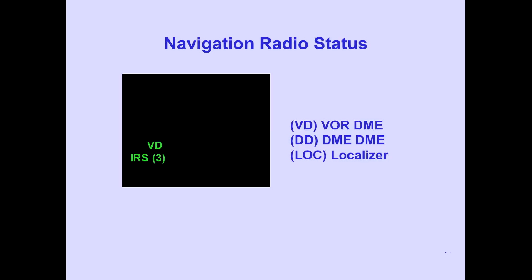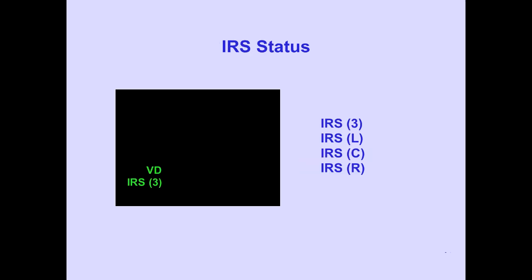The navigation radio status for FMC position updating is displayed as VD for VOR DME, DD for DME DME, or L for localizer, depending on which radios the FMC has tuned for position updating. The IRS updating status is displayed below the FMC radio update status. IRS 3, left, center, or right can be displayed.